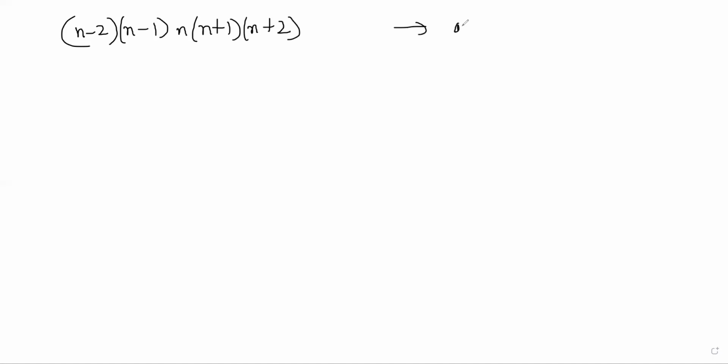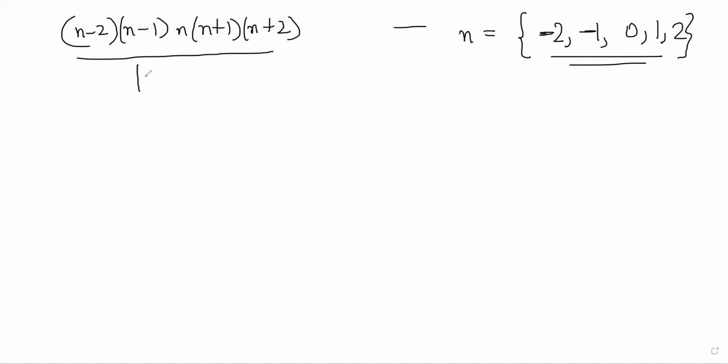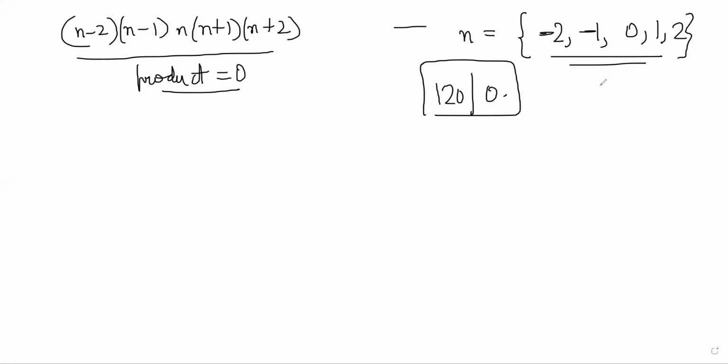Now basically if n is equal to any number in this set, minus 2, minus 1, 0, 1 and 2, then obviously this product becomes 0. Product is equal to 0 because one of these factors will disappear. And then we can say that 120 definitely divides 0 because any integer divides 0, right? So in this case, when n is equal to anything here, we get the fact that the product is divisible by 120 because it becomes 0.